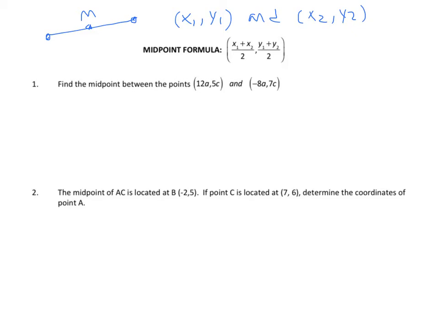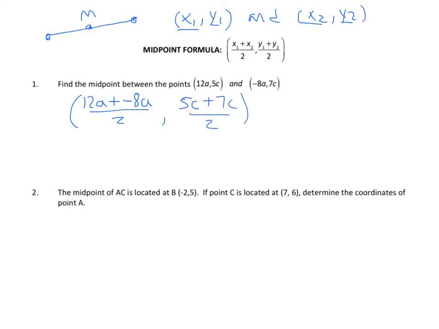you basically take the average of the x's, you add the two x's together and divide by 2, and you add the two y's together and divide by 2, or find their average. So in number 1, we will add together our x coordinates, 12a plus negative 8a divided by 2. And then we add together our y coordinates, 5c plus 7c, and divide by 2.